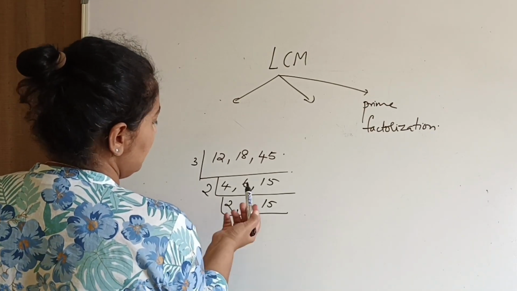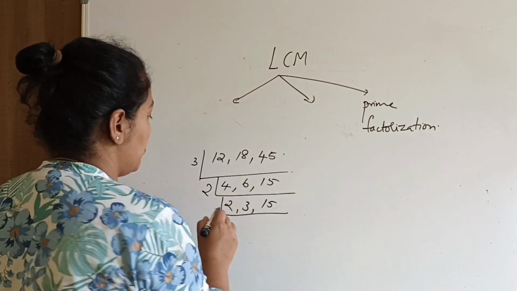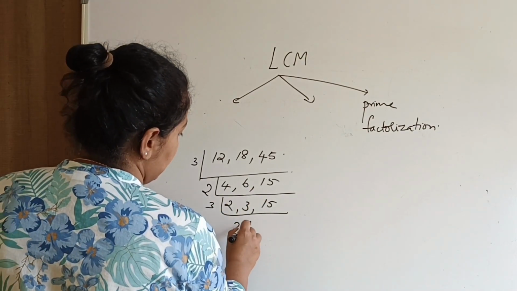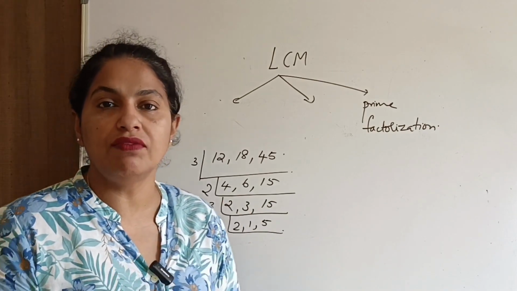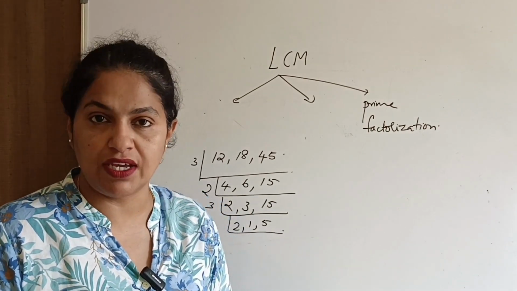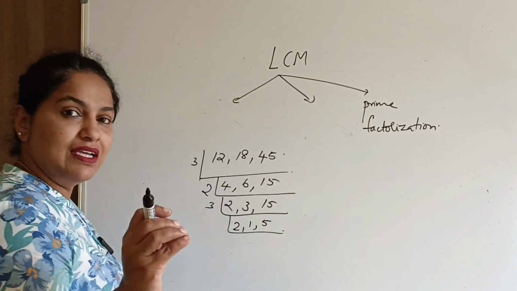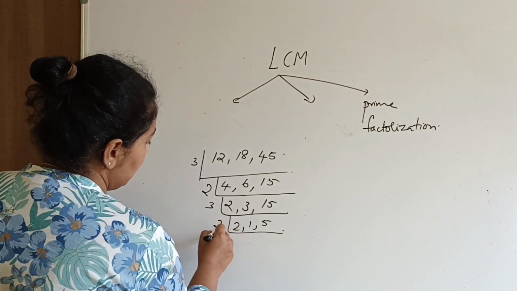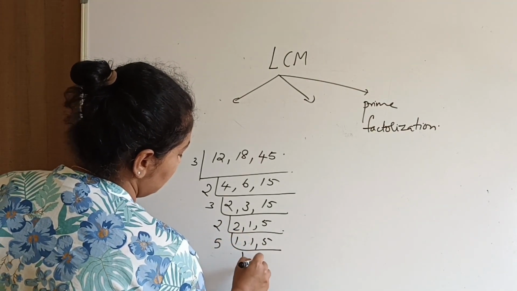Now you can see that 2 and 3 has nothing in common, but 3 and 15 has a factor 3 in common. So I am dividing by 3. I get 2, 1 and 5. Now you can see that I don't have to bother about 1 anymore, but 2 and 5, they are remaining, but they do not have any factor in common. So I take out the individual numbers. 2 can be divided with 2, so I get 1, 1 and 5 and 5.